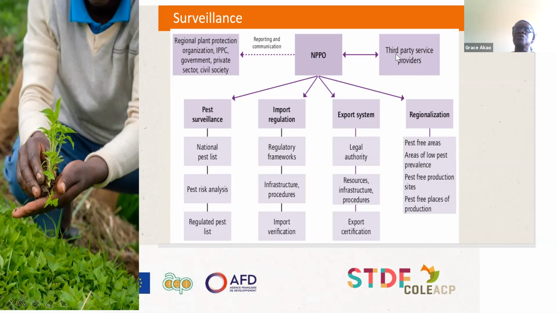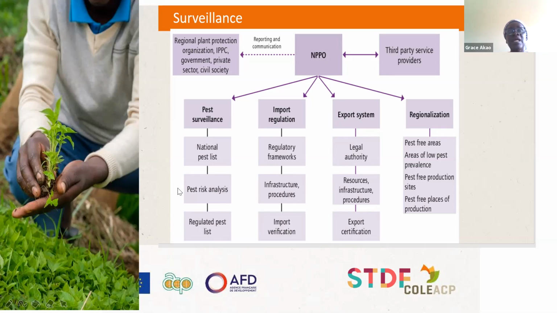And you might also have a third-party service provider. For example, maybe you have divested a part of your pest surveillance services to a third party. So you're getting also information from them, and you're also communicating to them. This is more or less like communication and reporting. So just to show you that pest surveillance is very important. So you are there as an NPPO, and then pest surveillance is ranked at the same level with import regulation and everything that goes with it.